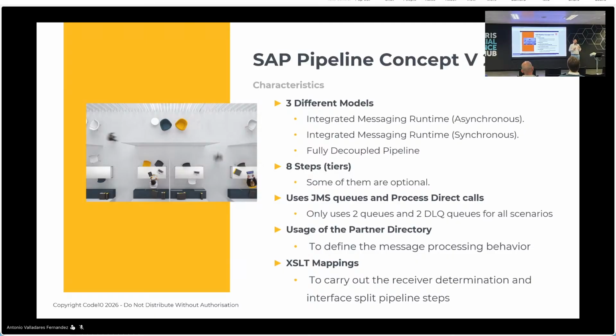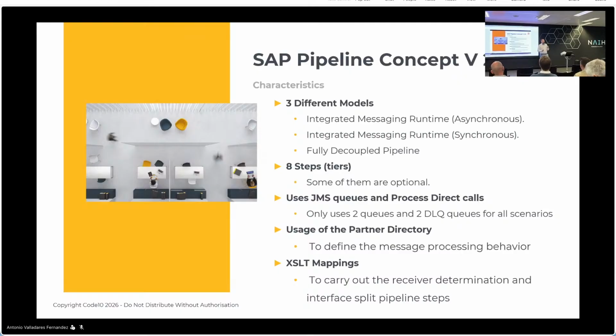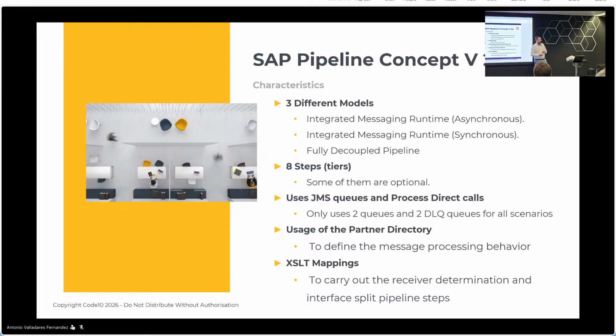To understand the determination behind all these partner directory rules, the XSLT mapping is a little more complex. The good point that SAP built with the pipeline concept is that it fits all the scenarios. So the setup is very complex. They even released a Windows program to do the setup in the partner directory, so you don't do it directly in the system. But it's very complex.